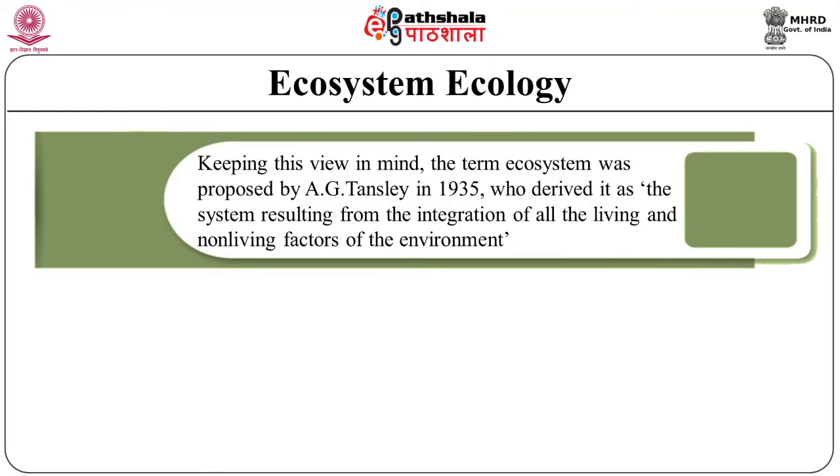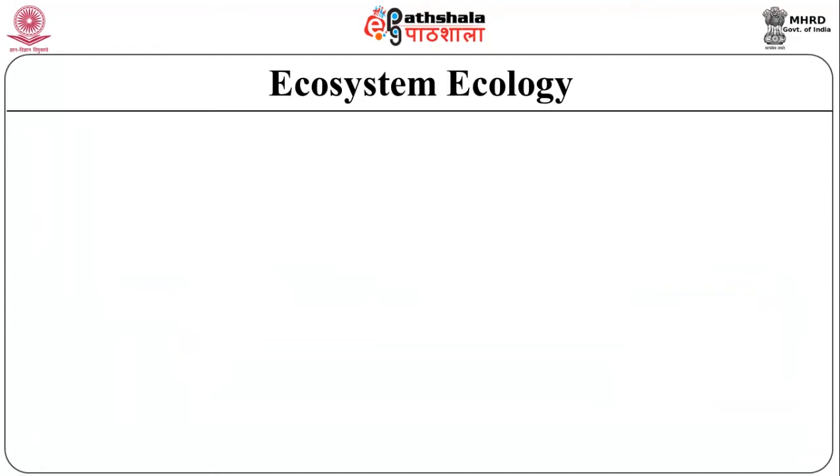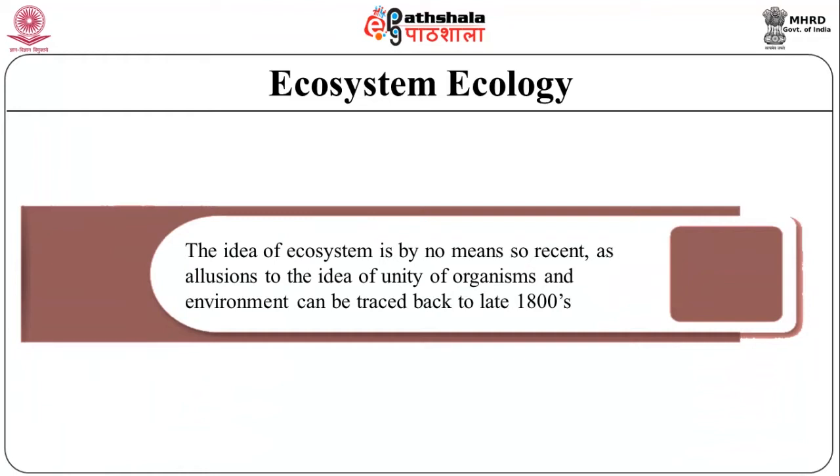Keeping this view in mind, the term ecosystem was proposed by A.G. Tansley in 1935, who derived this term as a system resulting from the integration of all the living and non-living factors of the environment. Therefore, he regarded the ecosystem as including not only the organism complex but also the whole complex of the physical factors forming the environment. However, the idea of ecosystem is by no means so recent, as allusions to the idea of unity of organisms and environment can be traced back to the late 1800s.